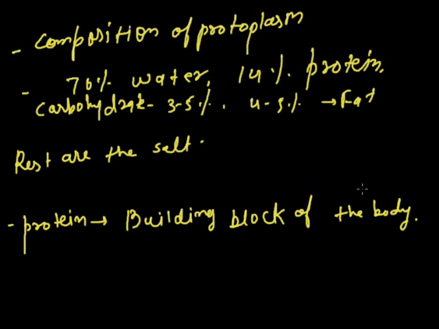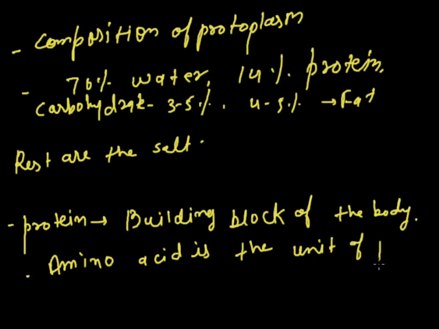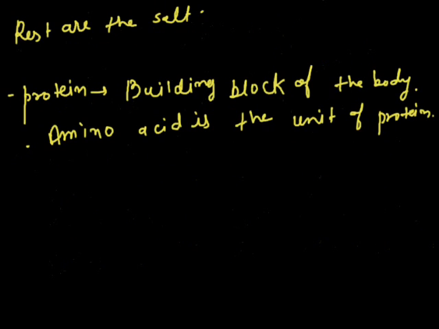And the unit of protein is known as amino acid. What is an amino acid? Amino acid is the unit of protein. The term protein was given by a famous scientist, Berzelius.